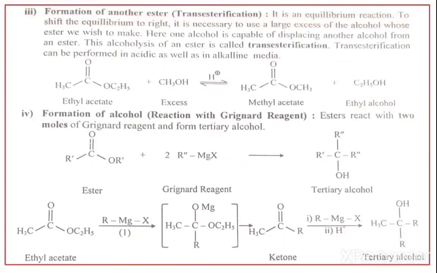Now next, the formation of another ester, which is called trans-esterification. In trans-esterification, the first thing is that it is an equilibrium reaction. Here the equilibrium is shifted toward the right hand side, and it is necessary to use a large excess of the alcohol whose ester we wish to make.